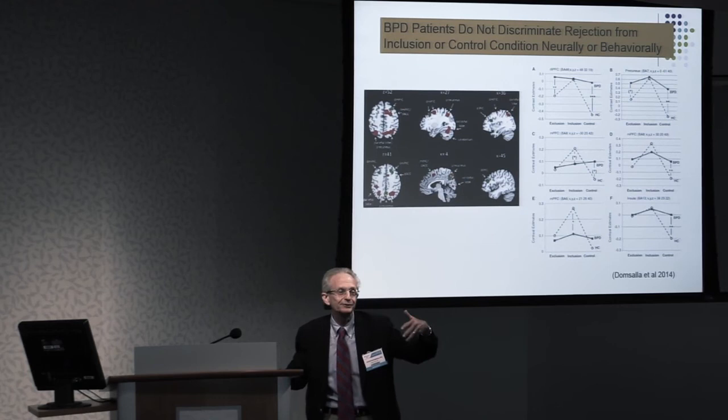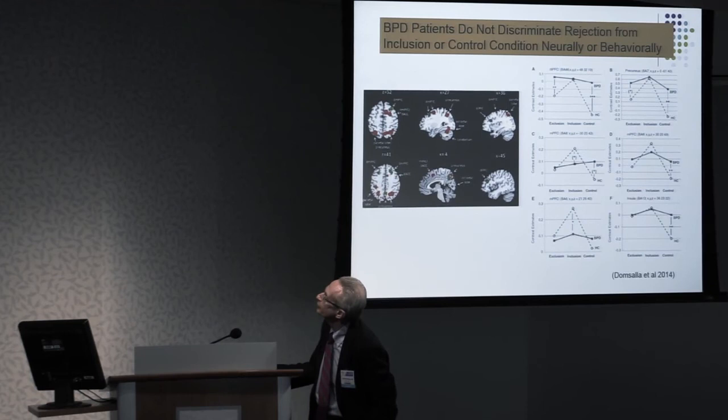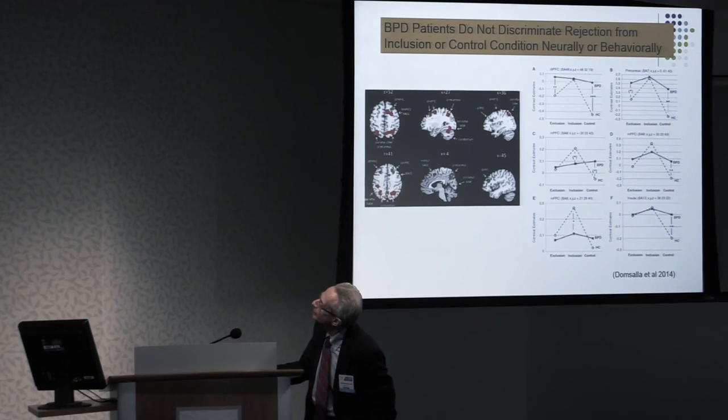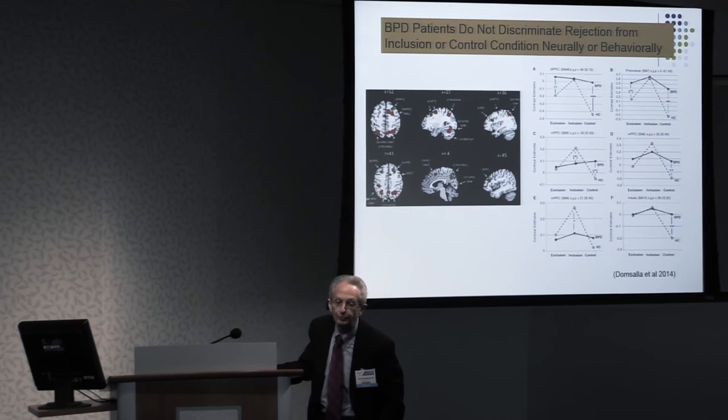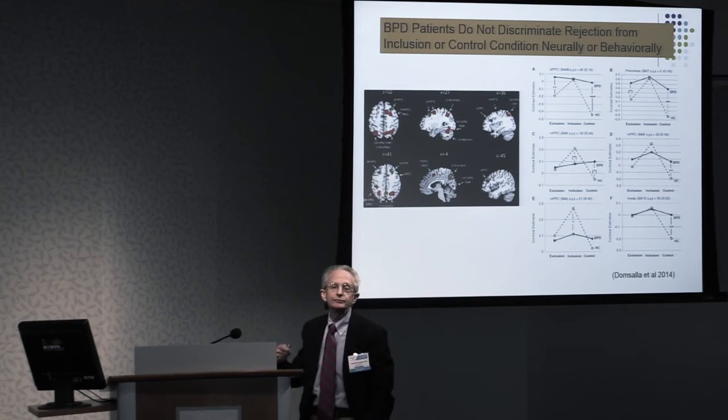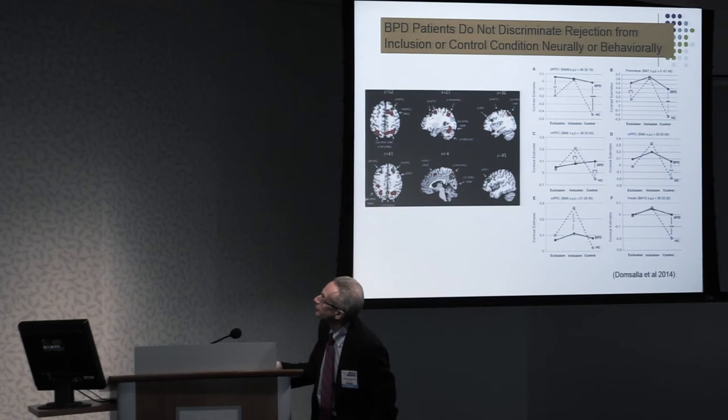And this is the activity in a number of regions of the brain, the dorsolateral prefrontal cortex, the precuneus, and the middle prefrontal cortex. Now, the dashed line are the healthy controls. You see that when the healthy controls are included, there's a good deal of activation in the DLPFC. When they're excluded, the activation drops. In the control condition, the activation is much lower. But in the borderline patients, there's very little responsivity. There's very little change, regardless of whether they're being rejected or not rejected. And this is quite consistent with all the regions of the brain.